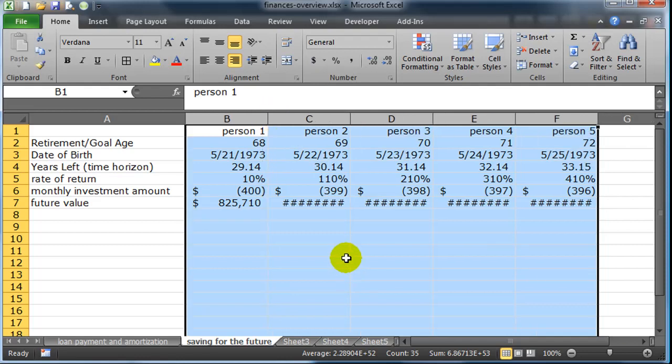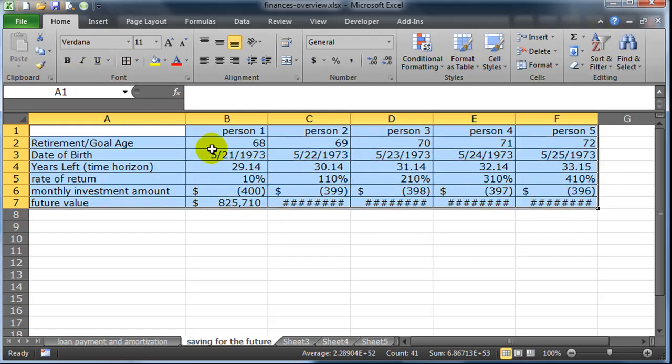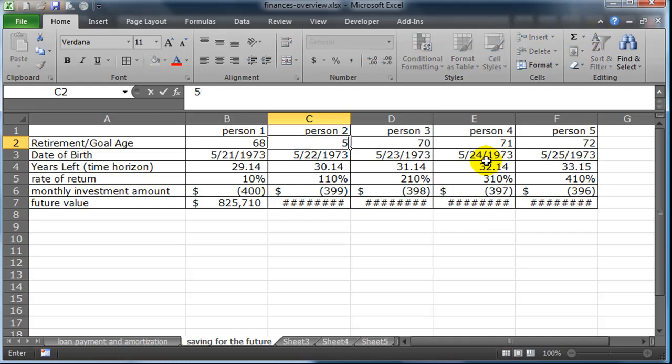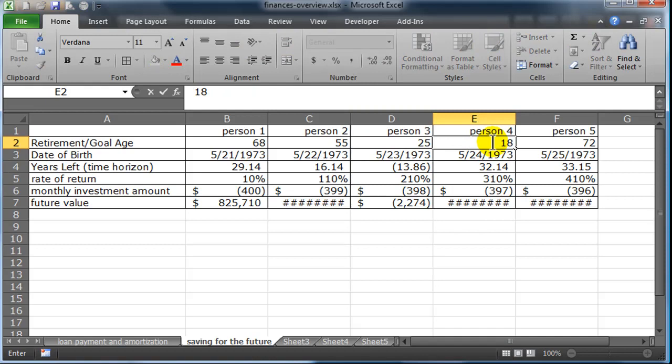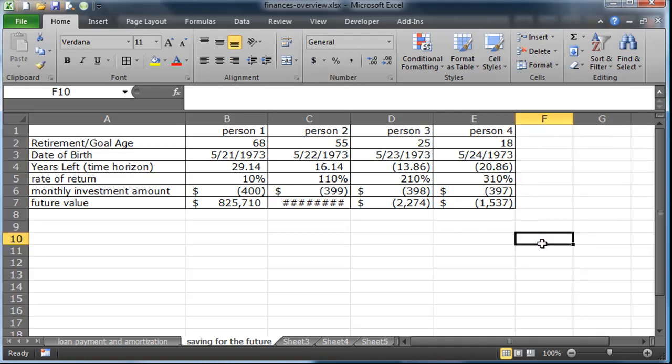All right, so I've got this set up. Let me do a little bit of formatting here. All right, and let's see. For person 2, let's say their goal age is 55. Person 3, let's say the goal age is 25 or something. Person 4 will do a goal age of 18. And person 5, I don't have a person 5 scenario. Let's just delete that one.